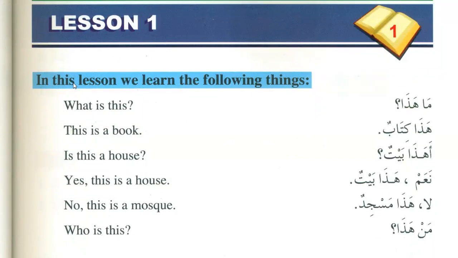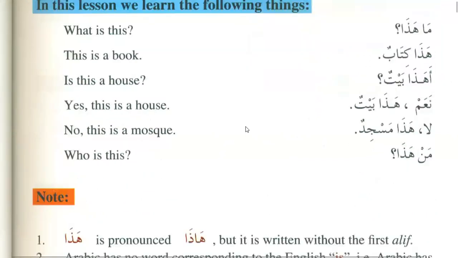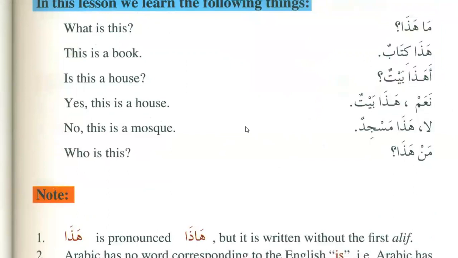Okay. So ما هذا? What is this? هذا كتاب. أهذا بيت؟ نعم هذا بيت. لا هذا مسجد. من هذا? Or من هذا, right? Because there's a difference between man and min. Man means who, and min means from.